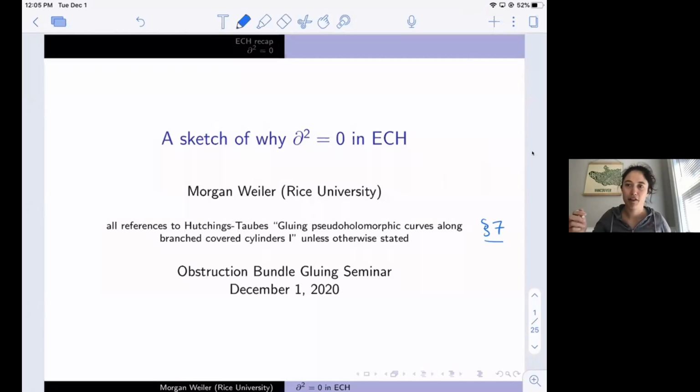And then you need to adapt everything from a mapping torus to a contact manifold. But in this paper, they explain how to do that when you have to do it.